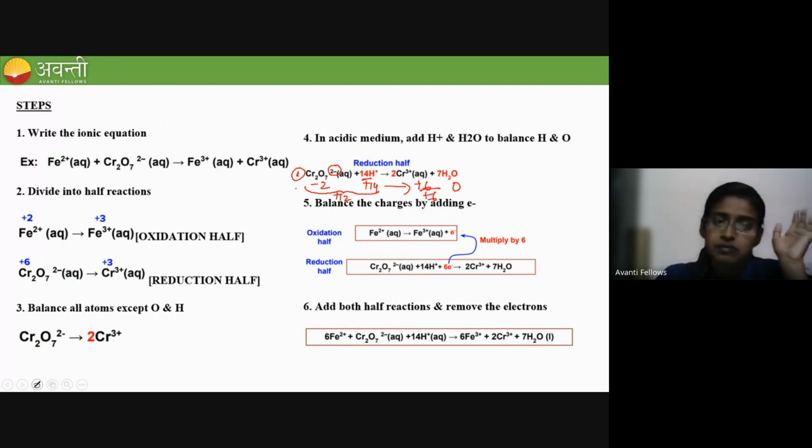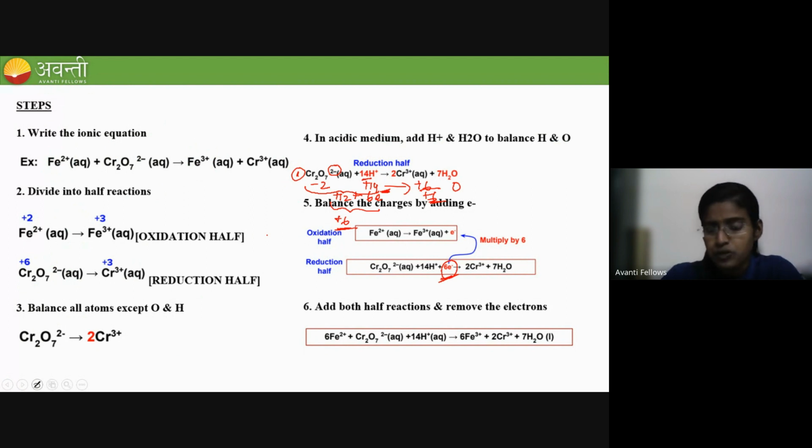Now the charge is not balanced. I cannot do anything in the right hand side. I can do something only in the left hand side. So to bring this 12 to 6, I have to add 6 electrons. If I add 6 electrons here in the left hand side, 6 into the charge of an electron, which is negative, 6 into minus 1 will be minus 6. So 12 minus 6, now it will be plus 6. Now the charge is balanced on both the sides. Clear? So that's why we are adding 6 electrons in the left hand side here.